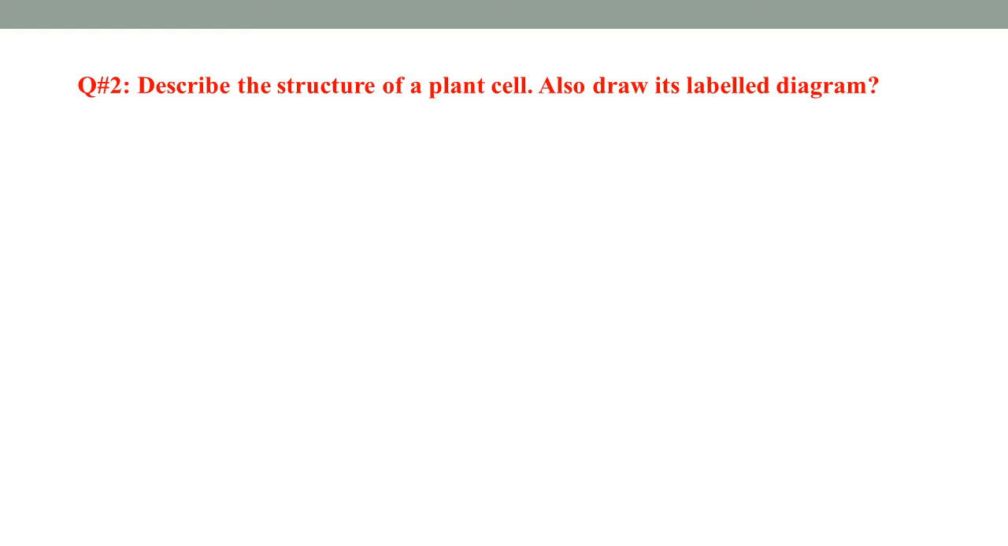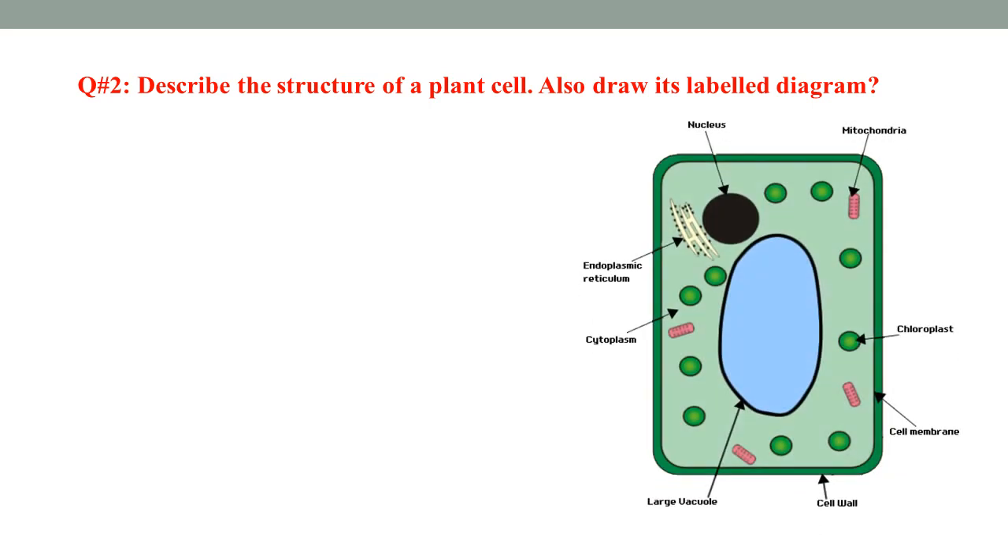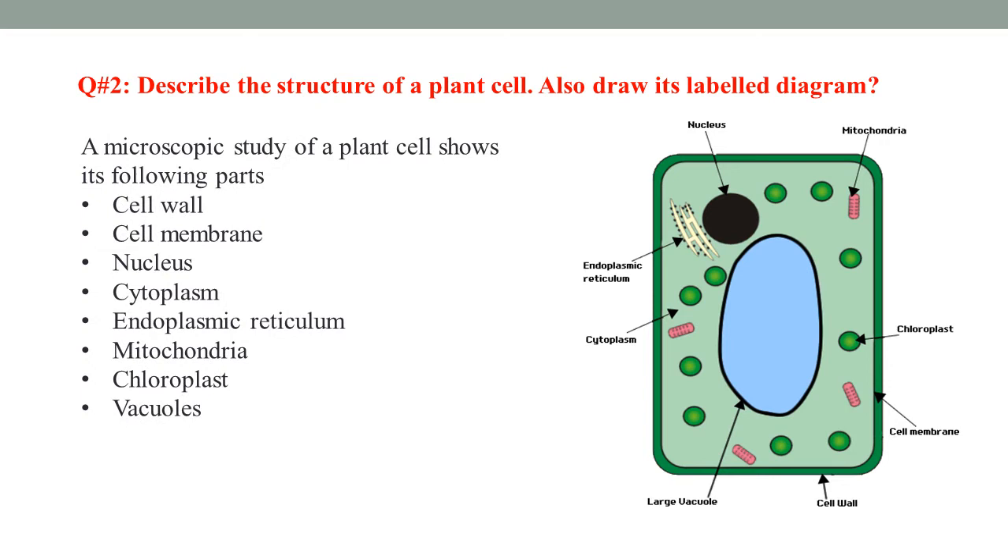Now question number 2, describe the structure of a plant cell. Also draw its labeled diagram. Here we have the labeled diagram of a plant cell. Well, students, a plant cell consists of a cell wall, cell membrane, nucleus, cytoplasm, endoplasmic reticulum, mitochondria, chloroplast and vacuoles, as you can see from the diagram.